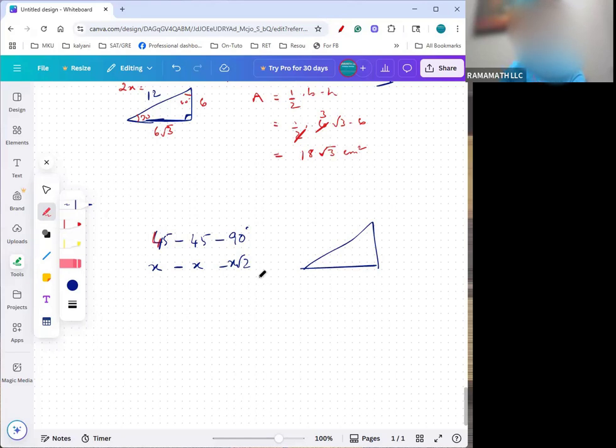Because you can write radical 2 x, but this is where you can put the number there, and automatically it gives you something like 6 rad 2. So this is easier. So for this 45, 45, 90 triangle, obviously the sides are x, x, and x rad 2. Okay, let's do a question like this.